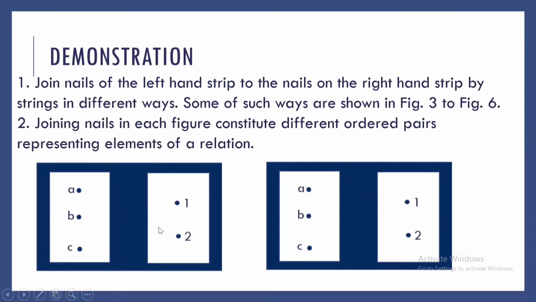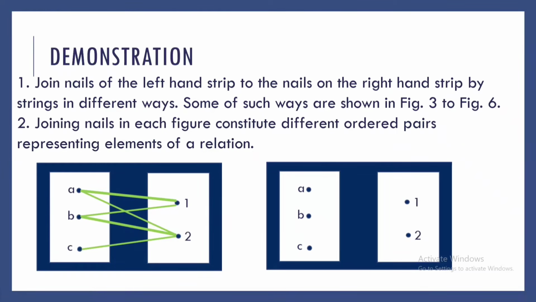Any way I want to join, let me try out. Or I can join A, B, and C all to 1, or I can join A also to 1 and 2, and B also to 1 and 2. I can do that. Let me try it out. How can we do that? I join A to 1, then I join A to 2. I take B, I join B to 1, and I join B to 2 also. I take C and I can join it to 2.